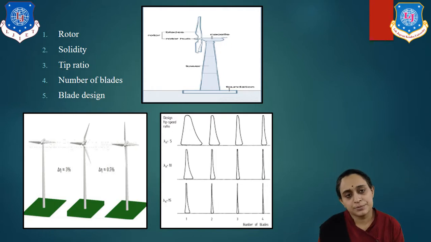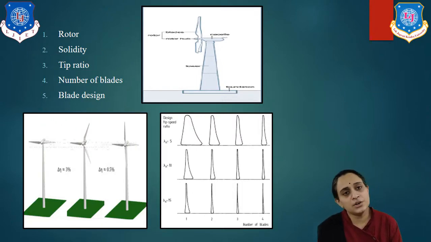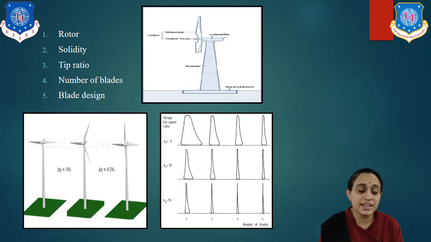Now solidity. Solidity is the projected area of a rotor. The equation of solidity we will discuss later on, but solidity is the projected area of a rotor on the plane perpendicular to the axis of rotation. Whatever the axis of rotation, the perpendicular area is known as solidity. Generally a high solidity rotor is used to generate high torque, and due to the high torque we will gain more and more power. I hope you can understand the solidity one.